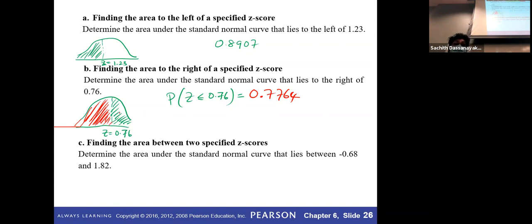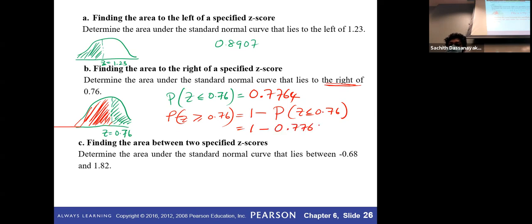You need this green color area, which means the probability of C greater than or equal to 0.76. Why? Because it lies to the right of this value. To find this, simply 1 minus the probability of the red area, C less than or equal to 0.76. You know this value, we found it, 0.7764. So once you simplify this, you will get the value.